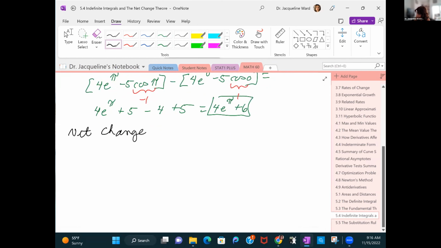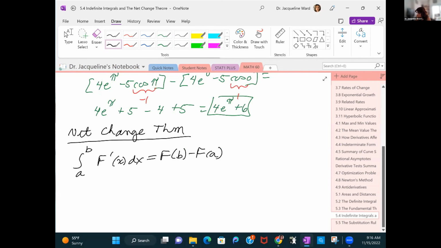So the net change theorem. It's basically saying that the integral of F prime from a to b is F of b minus F of a. So in other words, the integral of a rate of change gives you a net change.